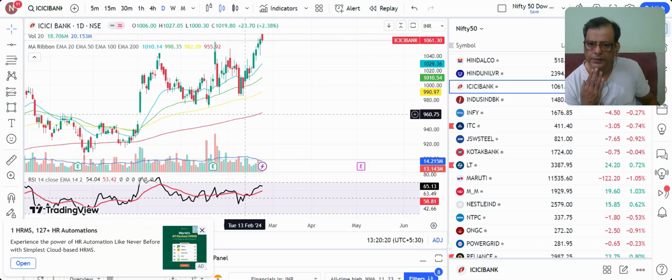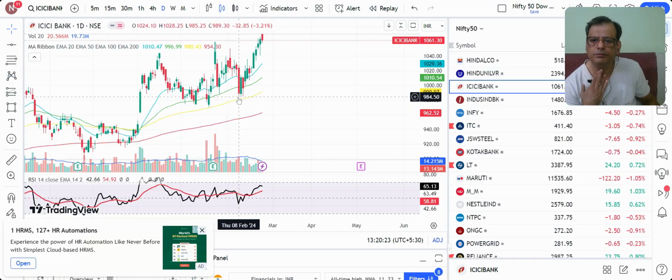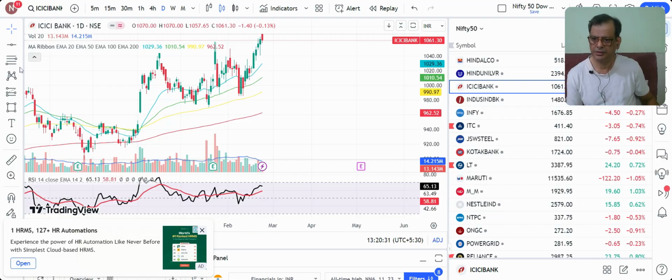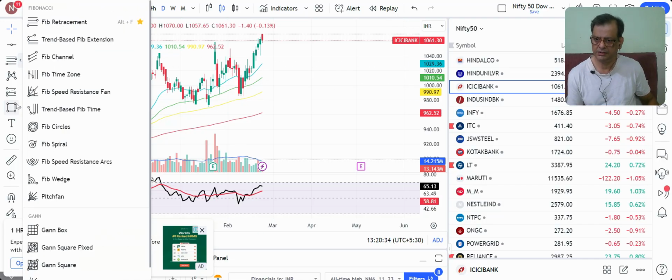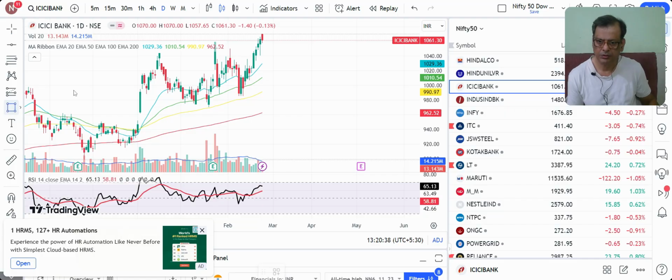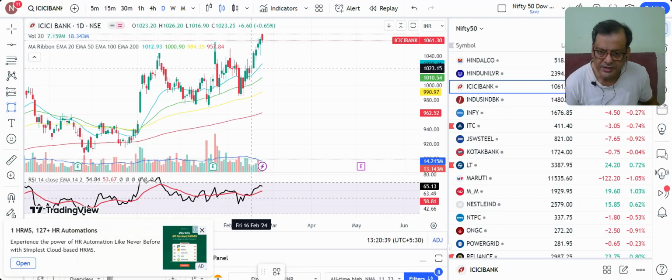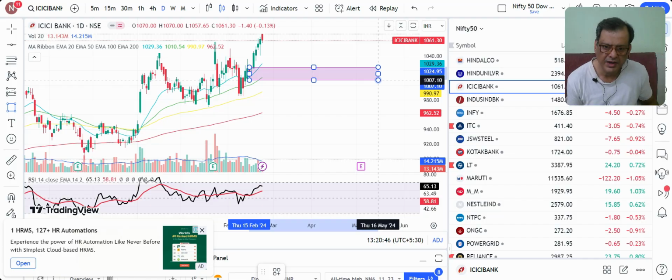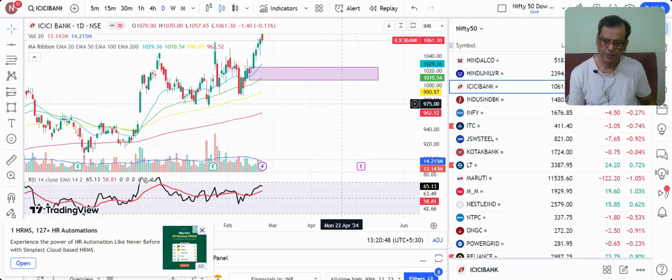You have rally base rally. Okay, let me take a rectangle here. You have rally base rally. So I'll mark something like this.